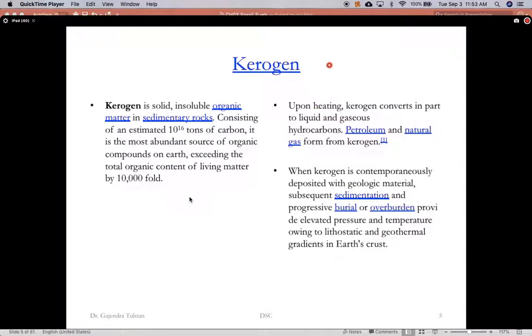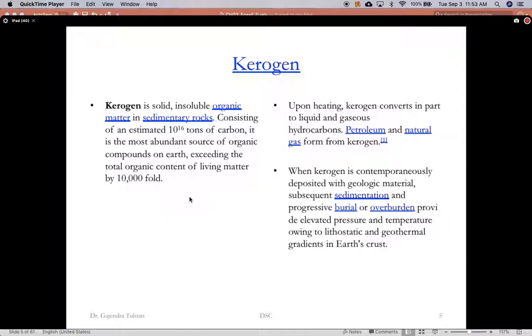So as I was saying, there's a Wikipedia link to kerogen, and you might want to read about it. Again, kerogen is formed from the organic matter trapped in sediments. There's about 10 to the 16 tons of carbon trapped in kerogen on Earth. This is 10,000 times more than the carbon contained in all living matter.